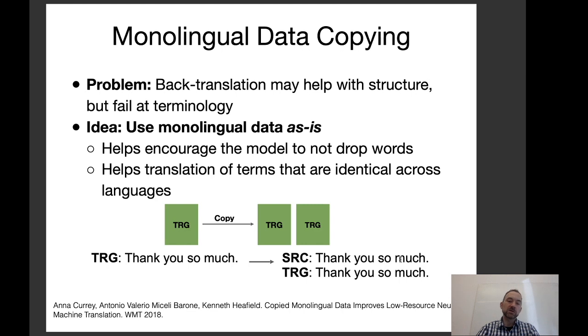And in addition, it helps translation of terms that are identical across languages. So for example, in English and other languages that are written in Roman script, it's quite common that some proper names, etc., will be the same, and this can help improve the translation accuracy of those. Notably, this is a good method not to use on its own per se, but to use in combination with a poor back translation system. And if you add both varieties of data together, this can help improve accuracy significantly.